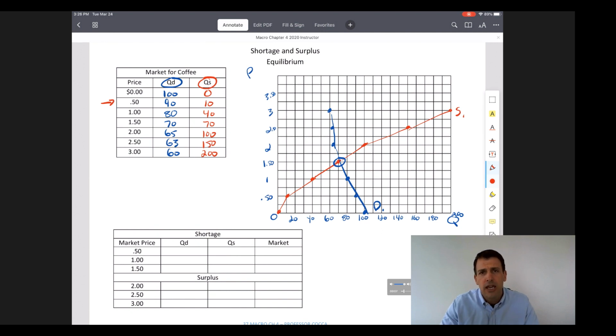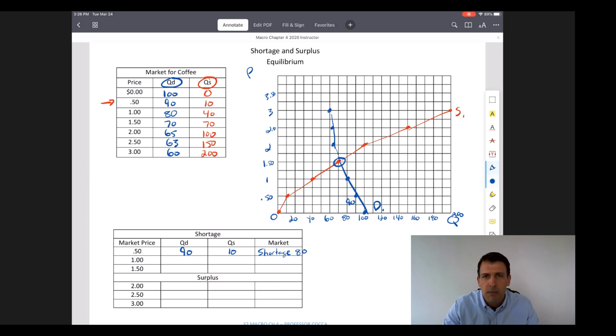So first day I'm sitting out there, students are coming down, 50 cents, and they start to line up at my table to buy these coffees, all right? Then I come to find out there's actually 90 quantity demanded. So there's 90 students standing in line. I only had 10 cups of coffee sitting on my table. So what's going to happen? I'm going to have 80 customers that are unhappy because I have a shortage. I have a shortage of 80.